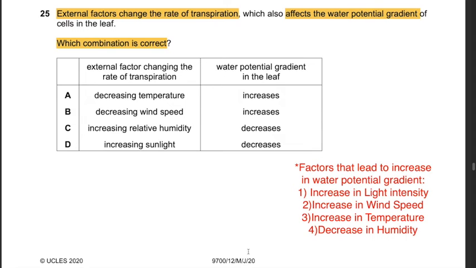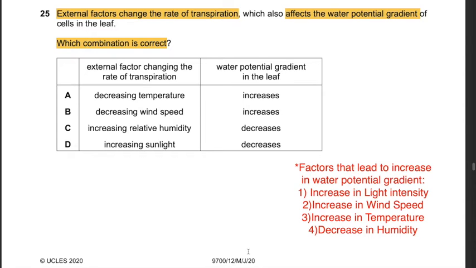Question 25. External factors change the rate of transpiration, which also affects the water potential gradient of cells in the leaf. Which combination is correct? Factors that lead to increase in water potential gradient are increase in light intensity, increase in wind speed, increase in temperature, and decrease in humidity.